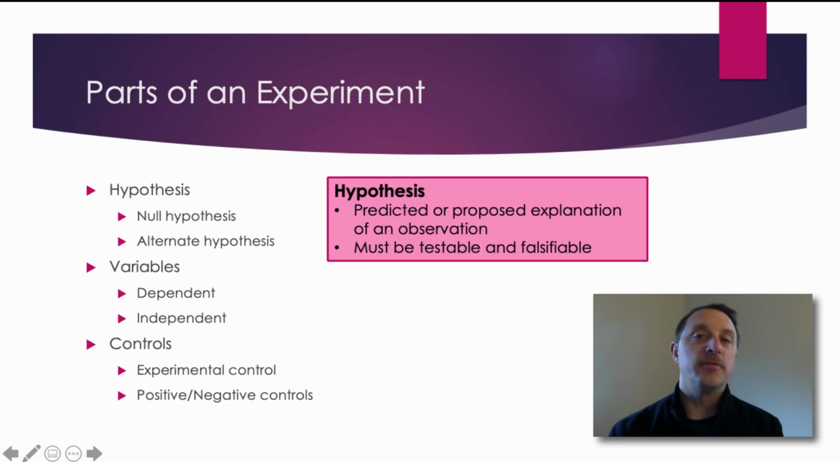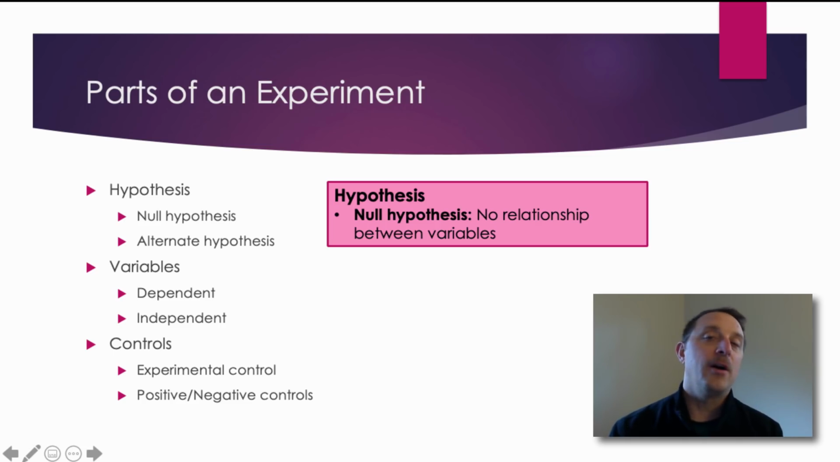Looking at some different types of hypotheses that we may encounter, first we have our null hypothesis. And this is sometimes a little tricky to wrap our heads around, but this basically is a statement saying that our two variables, our independent and our dependent variable, which we'll talk about in a minute, do not have any relationship between them. So there is basically no effect of changing one variable on the other variable. Okay, this is usually where we start.